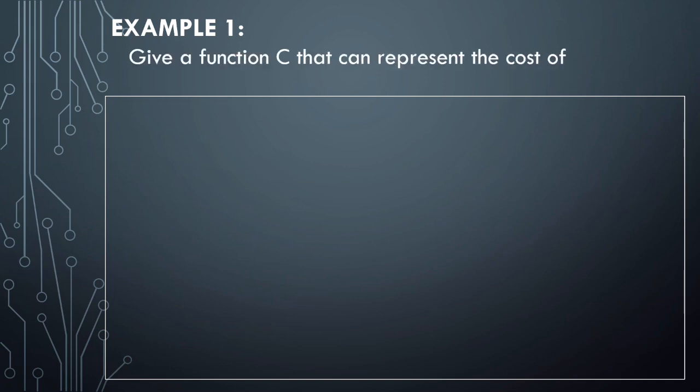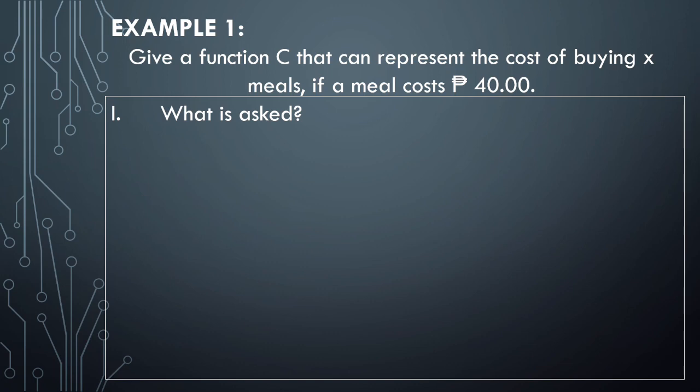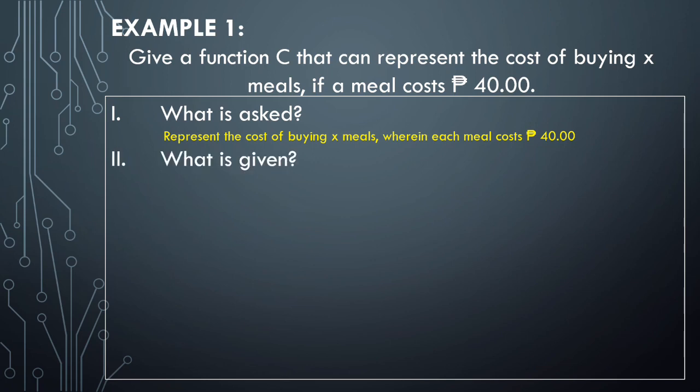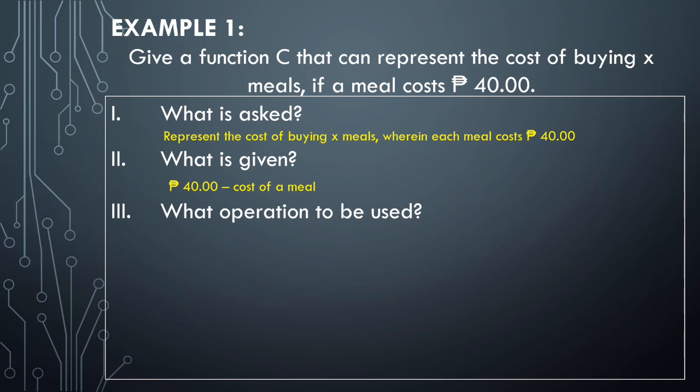Sample number 1. Give a function c that can represent the cost of buying x meals if a meal costs 40 pesos. So what is asked in the problem? You are going to represent the cost of buying x meals, wherein each meal costs 40 pesos. What is given? The given is 40 pesos, which is the cost of a meal. Third, what operation is to be used? The operation to be used is multiplication.